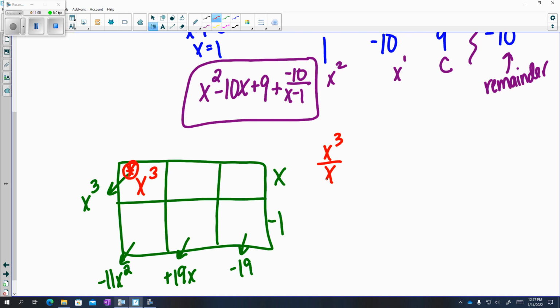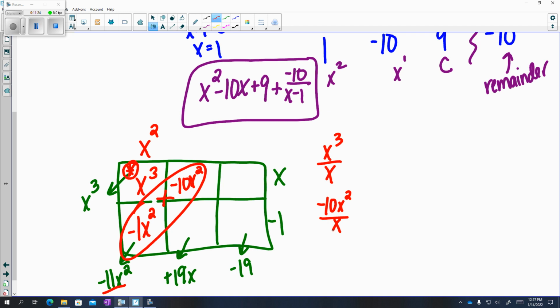X cubed divided by x gives me an x squared up top. Once you get a top piece, you multiply. X squared times x is already there. X squared times negative 1, negative 1x squared. My diagonal has to add to that output. So this gives me a negative 10x squared. Then I divide. Negative 10x squared divided by x gives me negative 10x up top.